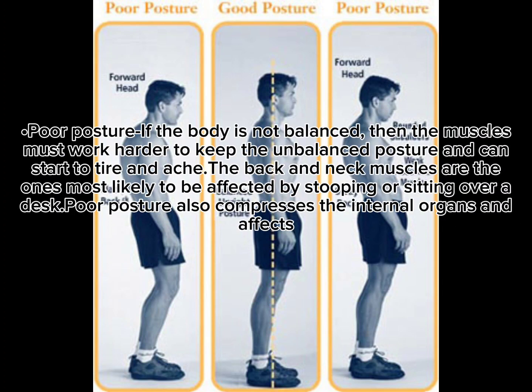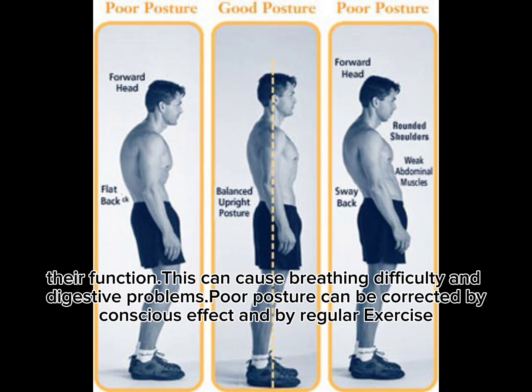Poor posture. If the body is not balanced, then the muscles must work harder to maintain the unbalanced posture and can start to tire and ache. The back and neck muscles are the ones most likely to be affected by stooping or sitting over a desk. Poor posture also compresses the internal organs and affects their function. This can cause breathing difficulty and digestive problems. Poor posture can be corrected by conscious effort and by regular exercise.